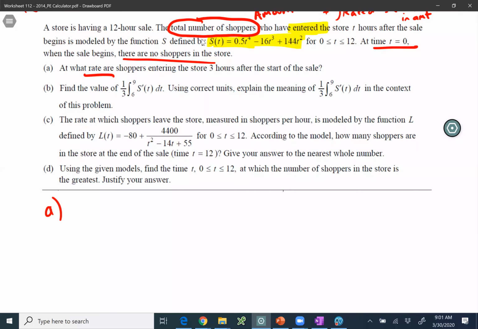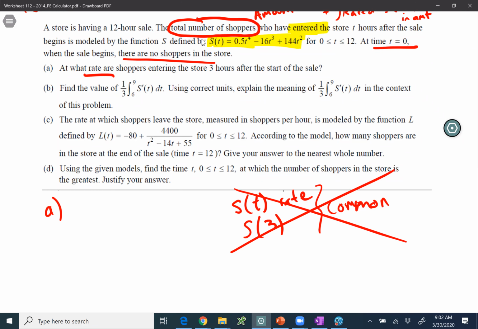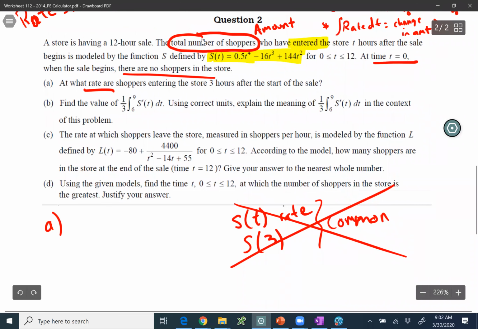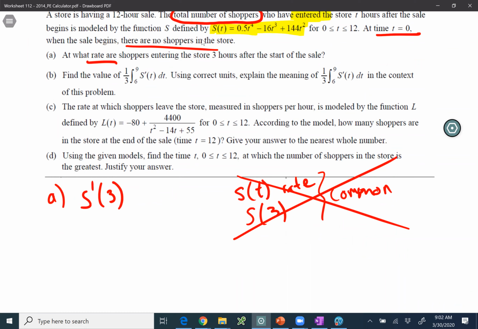Now, this is where we really need to go back and just make sure, right? On a lot of questions, S of t would have already been the rate, so we would have just plugged in S of 3. That's very common. But on this question, S of t was not the rate. S of t was already the amount. So if we have the amount and we want to get to the rate, then we need S prime of 3. We need its derivative. And because this is a calculator question, that's all you have to write down.